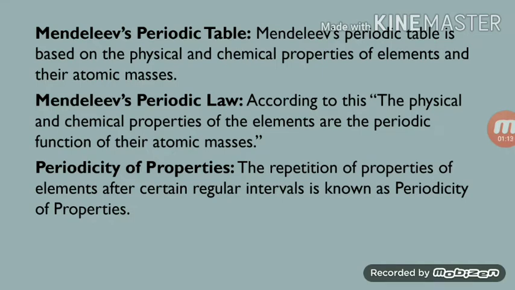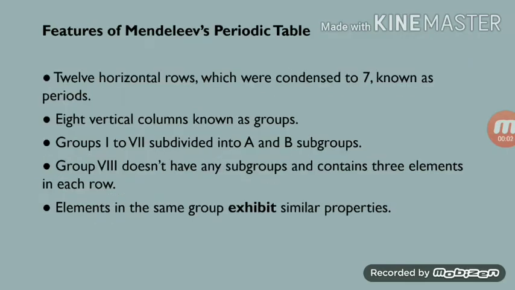Periodicity of properties, right? Next is the periodicity of properties. The repetition of the properties of elements after certain regular interval is known as periodicity of properties. Okay, what is periodicity of properties then? It is the repetition of the properties of elements after certain regular interval. Okay, let's study its features. Features of Mendeleev's periodic table.